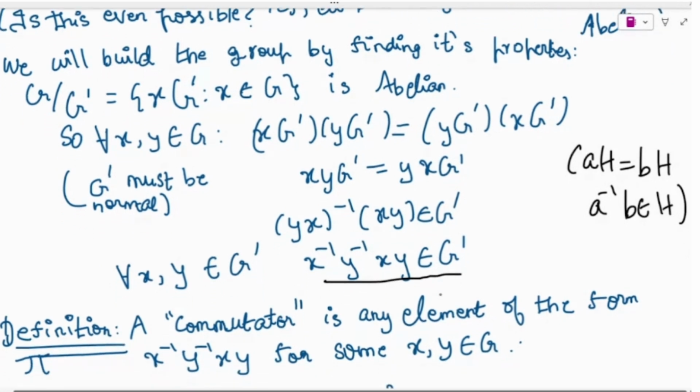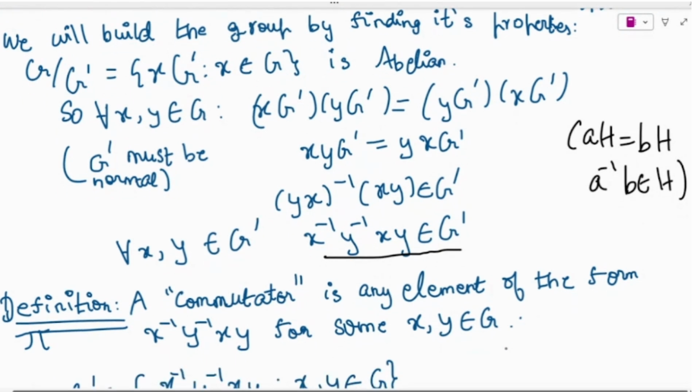Let's first name this element, because this is what we'll be working with. I will call this type of element a commutator. A commutator is any element of the form x inverse y inverse xy for some x and y in a group. Why is it called a commutator? Because if the group is abelian, then x inverse y inverse xy will always be the identity. So if the group commutes, it is the identity, and if it does not commute, it has some other value. That is the motivation for naming it a commutator.